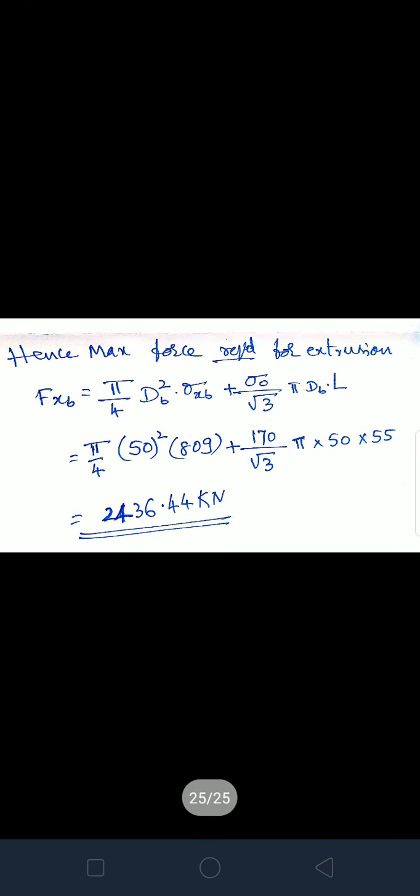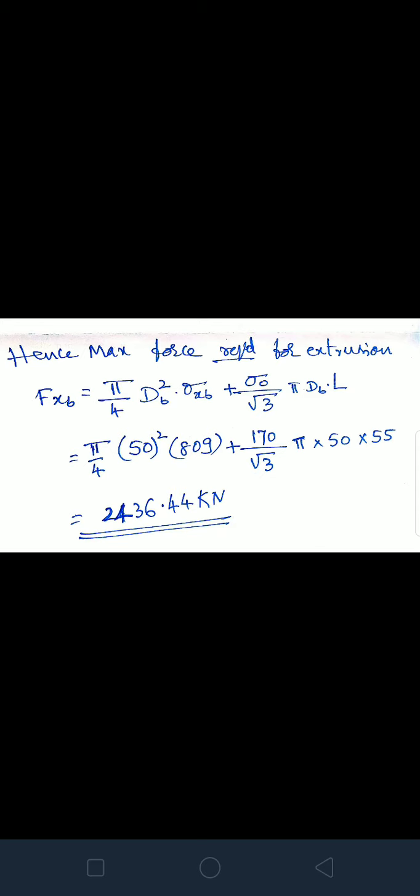Hence the maximum force required also you have to determine. The force required is equal to the yield stress component plus the shear stress component. The yield component is given by pi d square by 4 into sigma, and the shear component is sigma naught by root 3 into pi into dB into L. Substituting all these in the equation, you will get a value of about 2436.44 kilonewton.